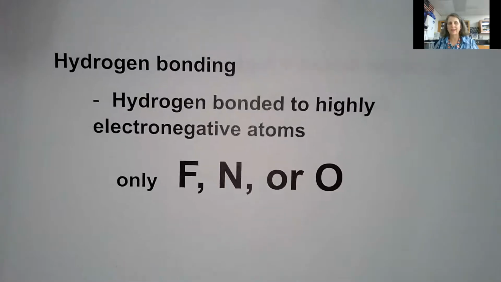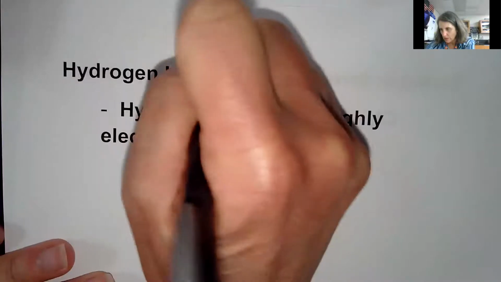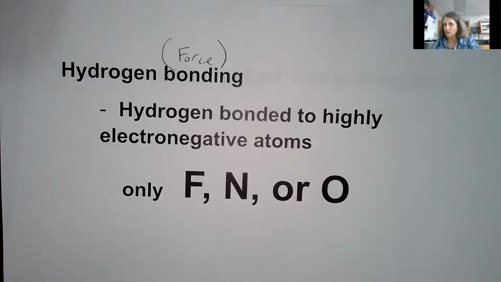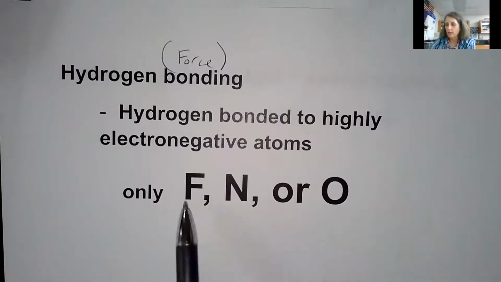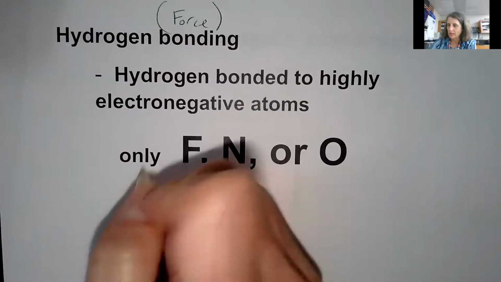The last one is probably the trickiest of them all. It's called hydrogen bonding. And this one is always confusing to students because it really should be called hydrogen force. It's not a bond, but it's a very, very strong force compared to everything else that we have in intermolecular forces. It's hydrogen bonded to highly electronegative elements. It's only when hydrogen is bound to fluorine, nitrogen, or oxygen. I'm going to give you an example of each.